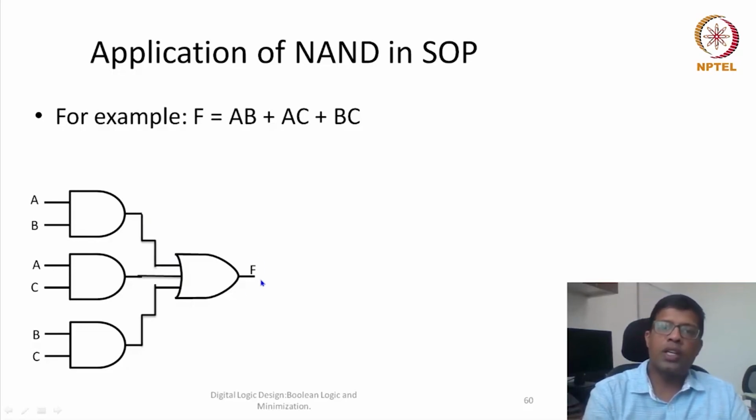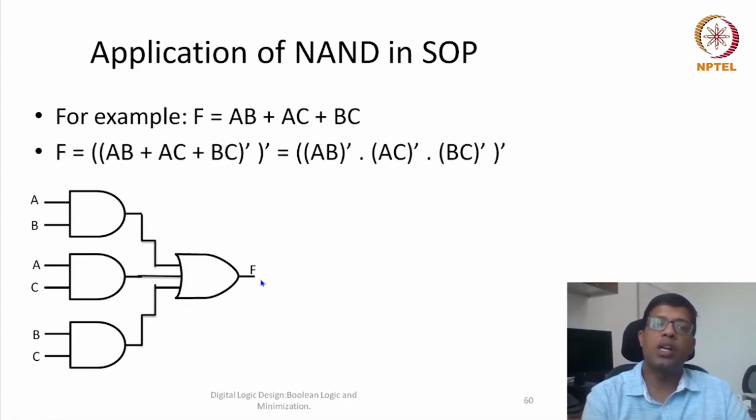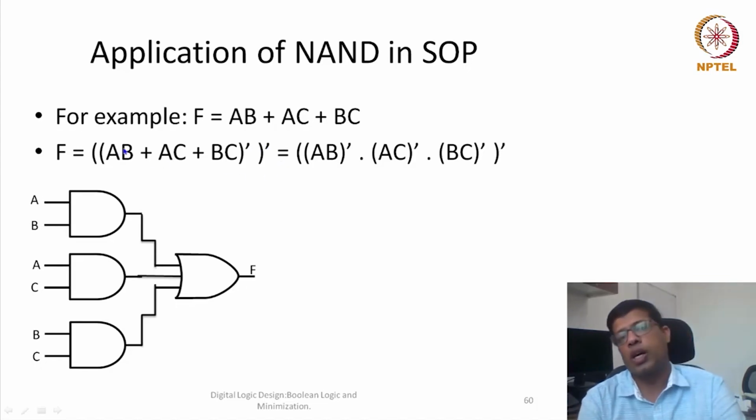Now if I want to use a NAND gate, I'll take f double dash. That means I'll take the inverted output of AB plus AC plus BC, and then whatever the output is, I'll take another inverted output. So f double dash is equal to f, and that's how these two are equivalent.